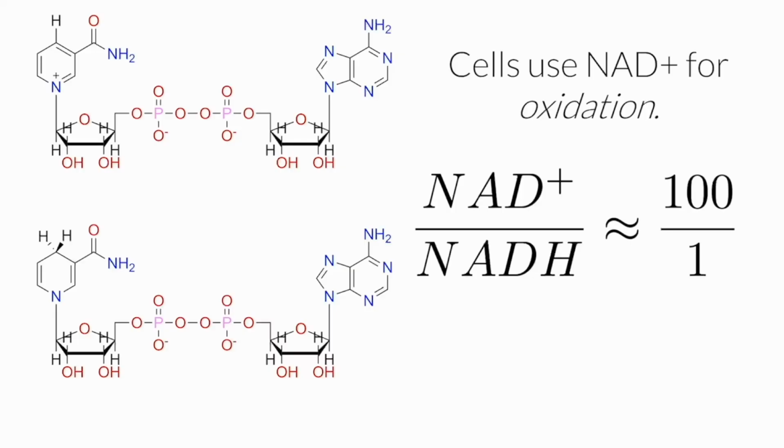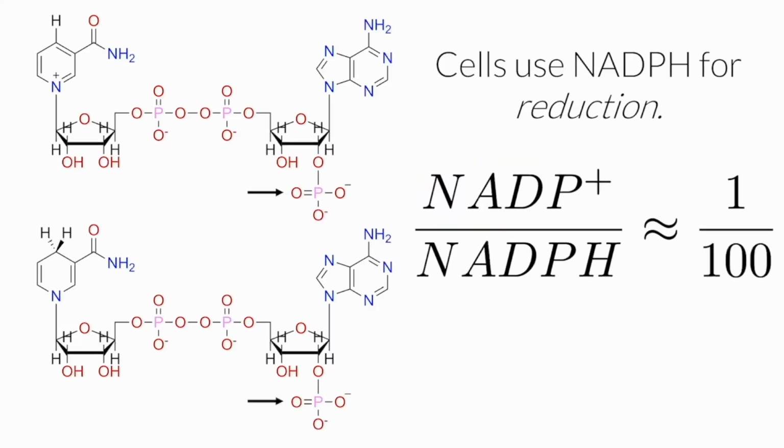Now, it turns out cells use NAD plus for oxidation, meaning that they like to have this molecule around, ready to take up electrons. And remember what we said for ATP, cells keep the charged concentration high. We see that there's an excess of the charged molecule. We have 100-fold ready to take electrons relative to already took up electrons. So it's a 100-to-1 ratio.